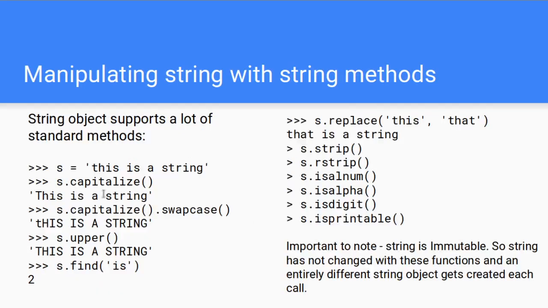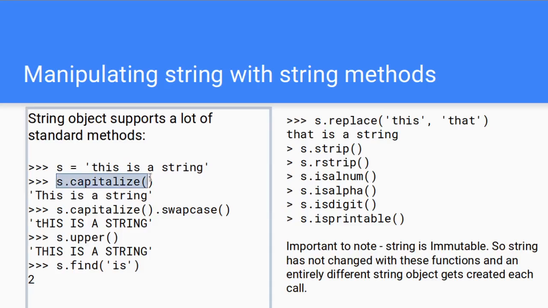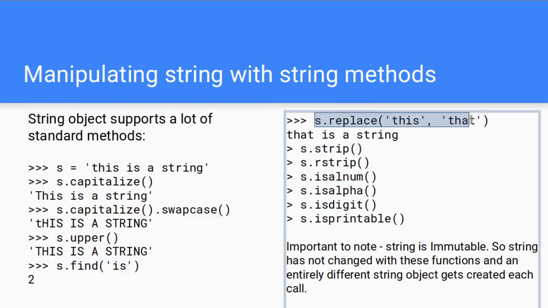String objects support a lot of methods. As you can see here, s.capitalize, swapcase, upper and lower we use a lot. You can find a string within a string. You can also do replace, search and replace. Replace this with that.